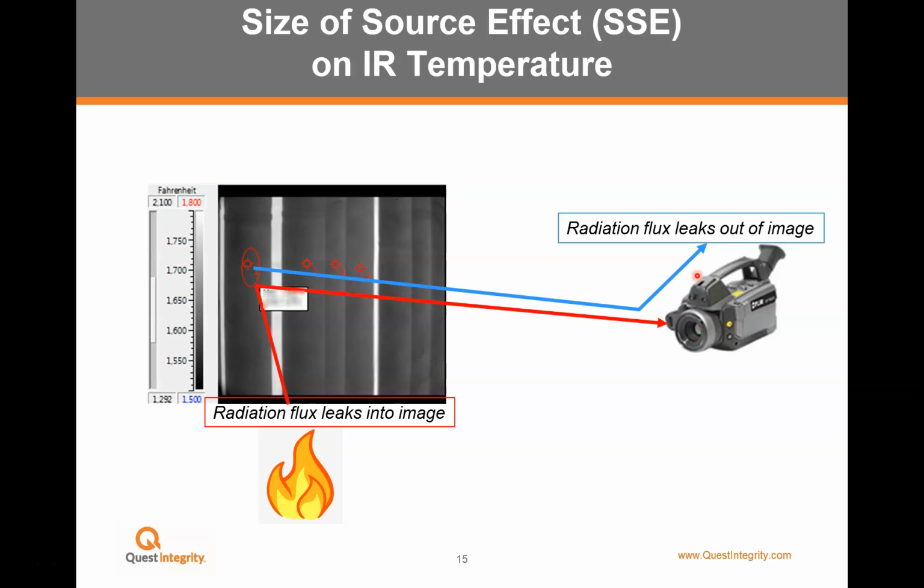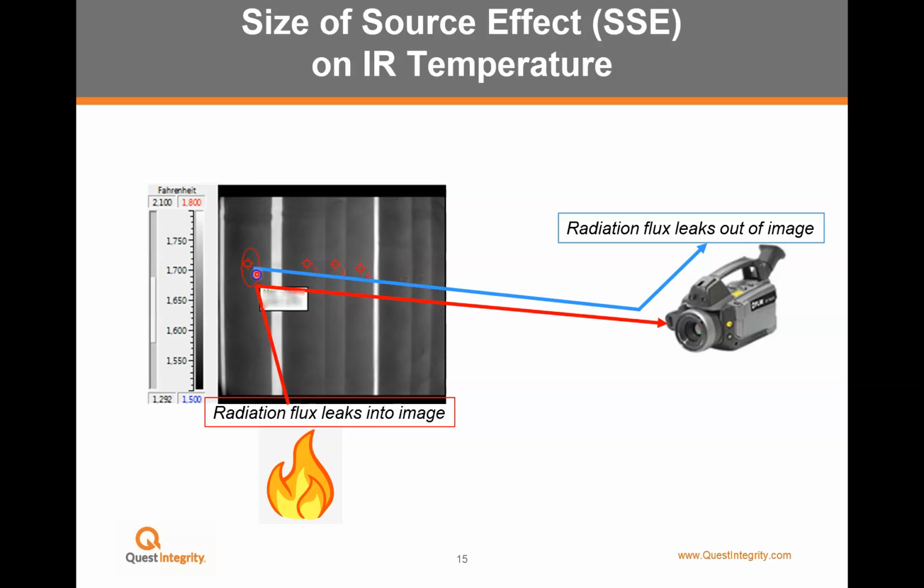The other issue we said we'll talk about today is the size of source effect and how it affects the tube readings. So when an operator takes an infrared image, what they're essentially trying to get is the tube temperature, or that radiation, as we discussed earlier. And as you can see with the color scale and the temperature readings, here are what the tubes are reading, and they're trying to get that temperature reading.